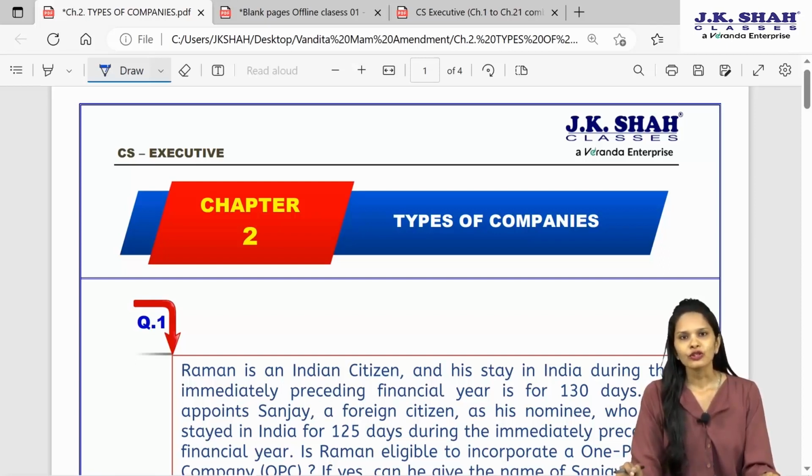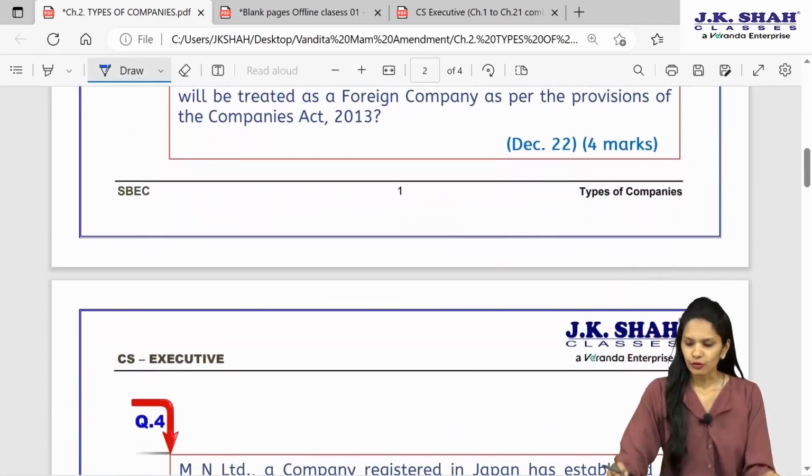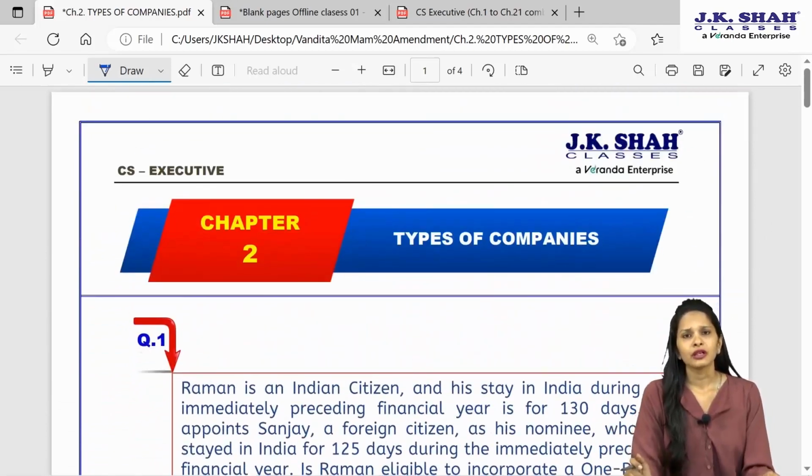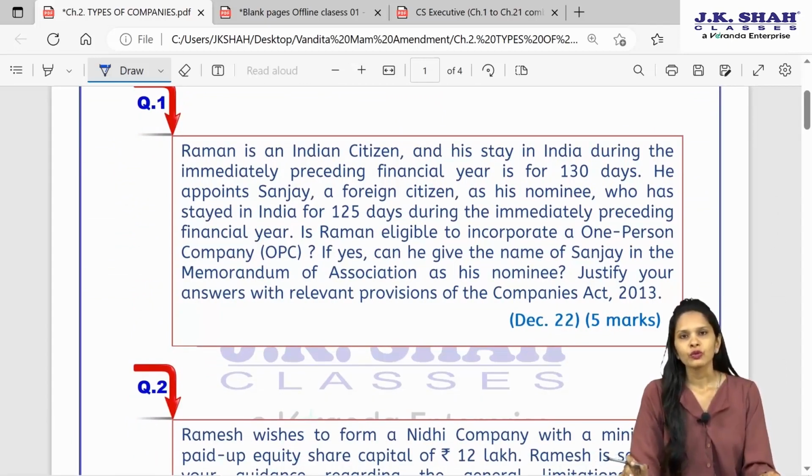So let us quickly start with your chapter number 2 of your Part A. The name of your chapter is Types of Companies, and the weightage of this chapter is around 7 to 10 marks. Very important chapter. Sometimes you may get even 2 questions on this, sometimes 1 question, but every time they ask a minimum of 1 or 2 questions from chapter number 2. And they are not direct questions, students, they will ask you in the form of a case law. In order to crack the case law, it's very important that you are very conversant with the provisions.